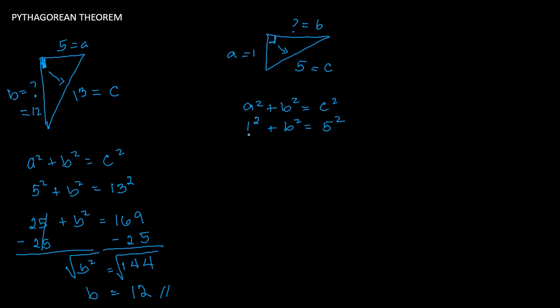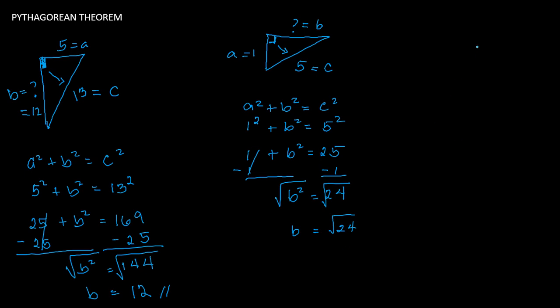Now we square 1, that is equal to 1 times 1, which is 1, plus B squared equals 5 times 5, or 5 squared is equal to 25. Now we subtract 1 from both sides of the equation to isolate B squared. So we have here B squared is equal to 24. So we extract the square root of B squared and the square root of 24. B therefore is equal to the square root of 24. However, we can still simplify the square root of 24.